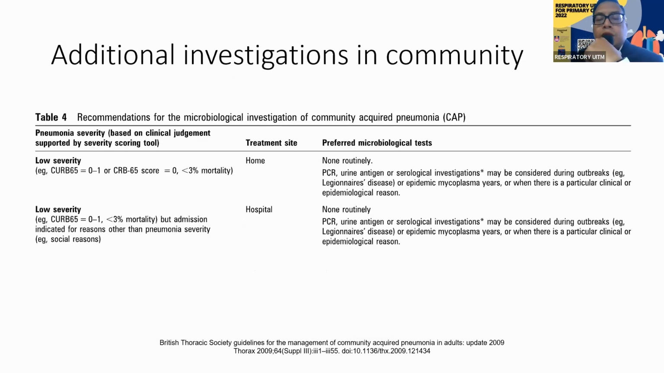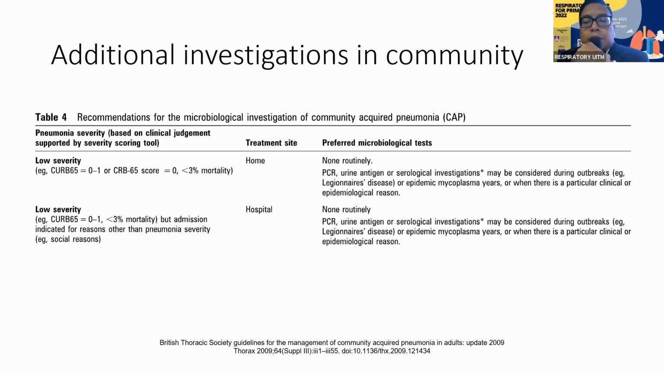So in addition to oxygen saturation, is there anything else that we should do for a patient diagnosed with community-acquired pneumonia? Based on the BTS guideline, for simple pneumonia with a score of 0, there is no requirement to do routine cultures, either respiratory culture, blood culture, or urine test. But in an outbreak of certain diseases, for example in the UK with Legionella or Mycoplasma, in that particular duration you want to do additional tests.